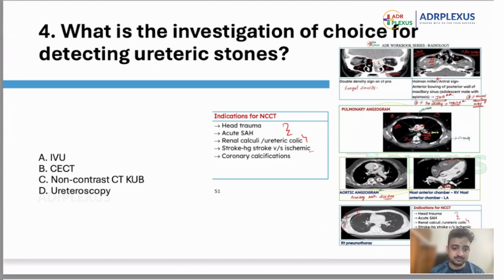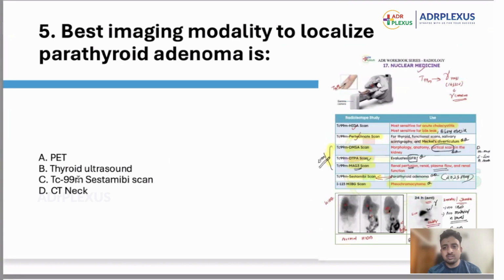Now, this is also a question which they have already asked during previous year exams. When we discussed this in our class, I already told you that in 2023 also they asked something related to parathyroid. So parathyroid is one of the favorite topics of INI-CET exams. So, best imaging modality to locate parathyroid adenoma. The answer is straightforward. It is technetium 99m sestamibi scan. So the answer is sestamibi scan.